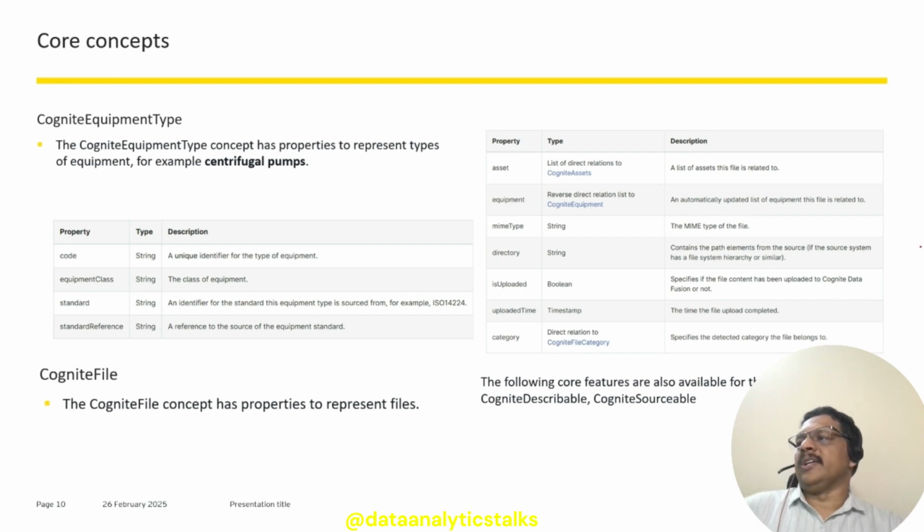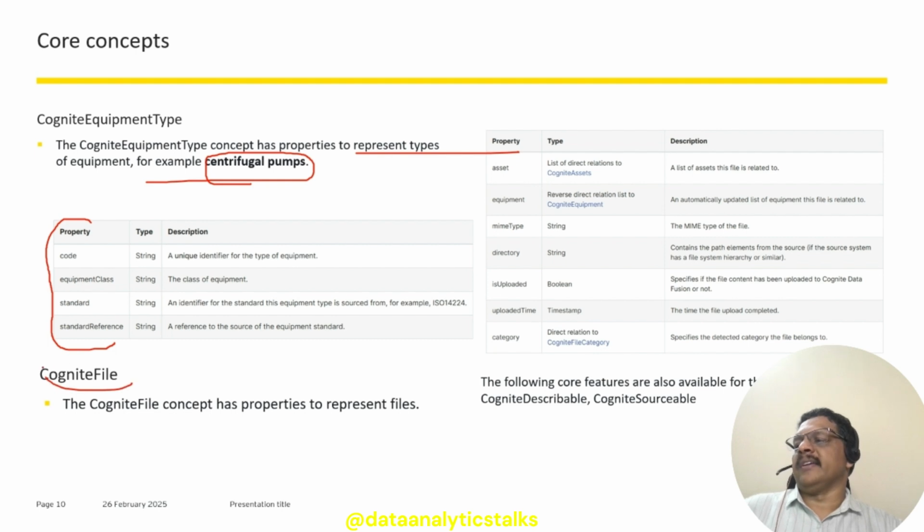And there is a Cognite equipment type. It represents the type of the equipment, like a centrifugal pump. Initially we said the pump equipment type is centrifugal pump. This has properties, equipment class, and standard references.